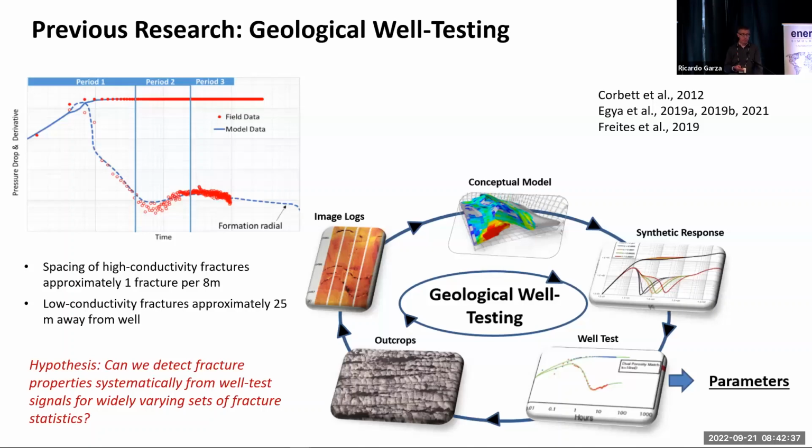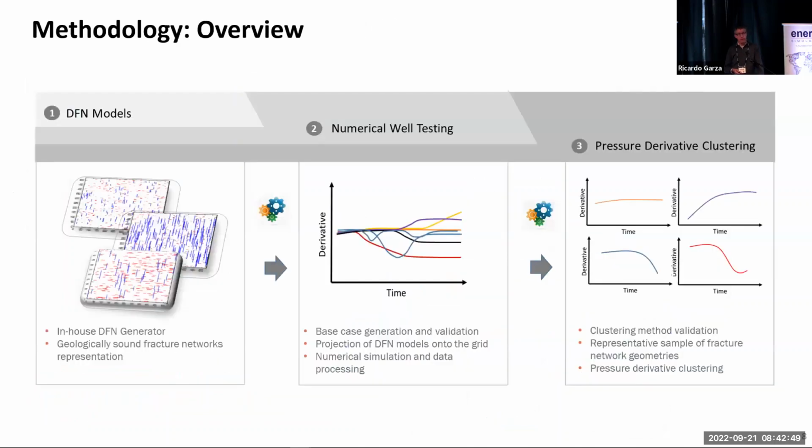And our hypothesis was, can we detect fracture properties systematically from well test signals for a widely varying set of fracture statistics? So what Alfredo set out to do is he wrote his own little discrete fracture network generator and used some input data from outcrop analogs, and Kevin Bisdom's PhD thesis several years ago at TU Delft was a great source of inspiration for us. And he created geologically sound fracture networks using that approach. So he created over 2,500 discrete fracture networks. For each of these 2,500 fracture networks, he then created a grid, he mapped these fractures onto the grid and ran a well test simulation.